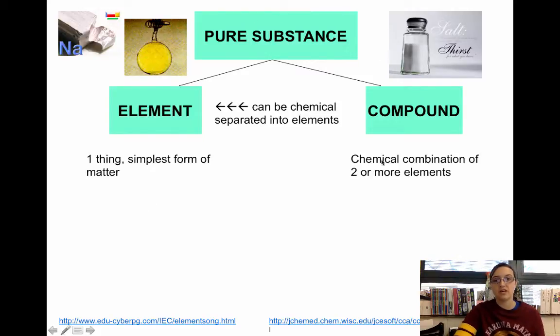Then we also can have a compound. So a compound is a chemical combination of two or more elements. So table salt is sodium chloride. It's NaCl. Water is H2O. Carbon dioxide is CO2. They all have chemical formulas. So pure substances have one chemical formula. Either it's an element like Na, or it's a compound like NaCl. And then compounds can actually be broken down into their elements, but in order to do that, they have to be chemically separated. So compounds have to be chemically separated into their elements.